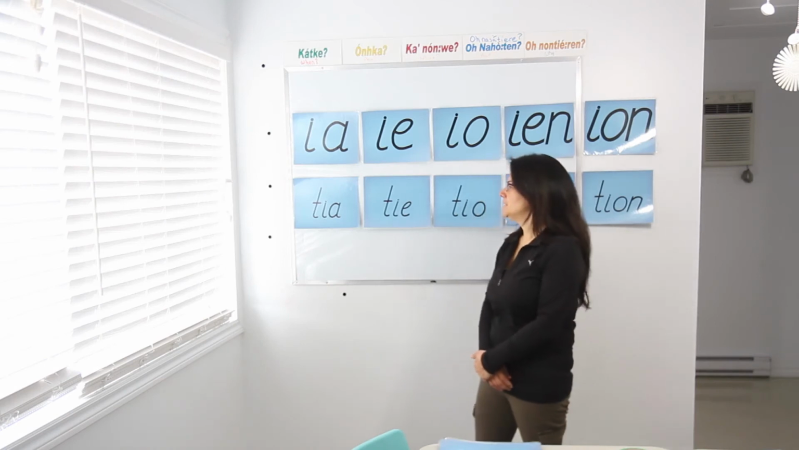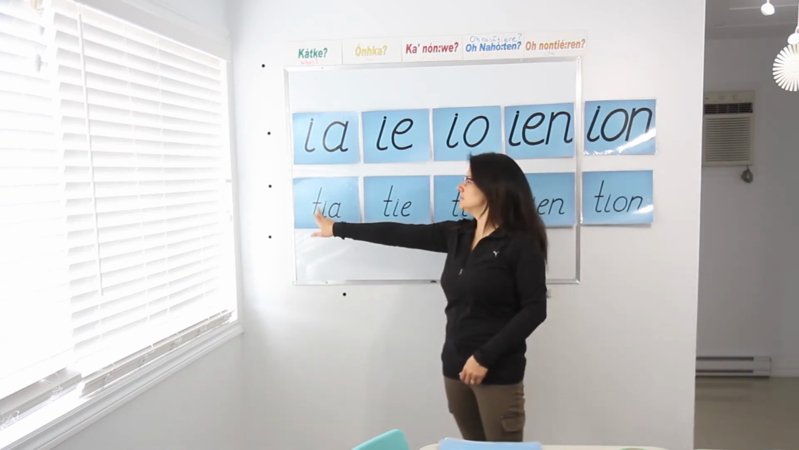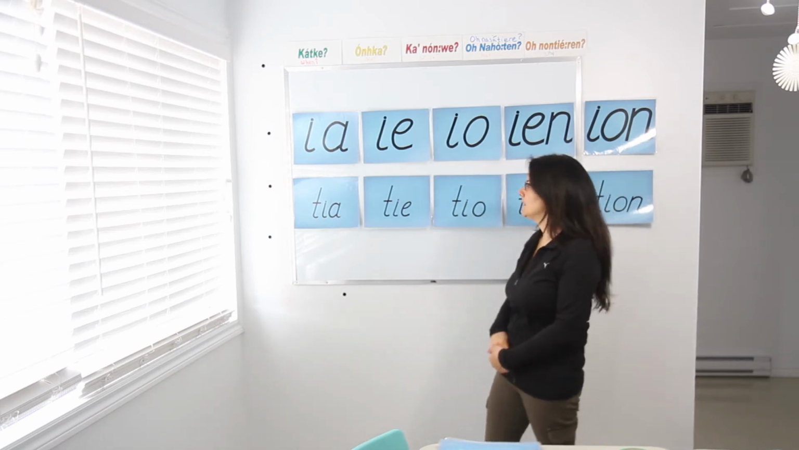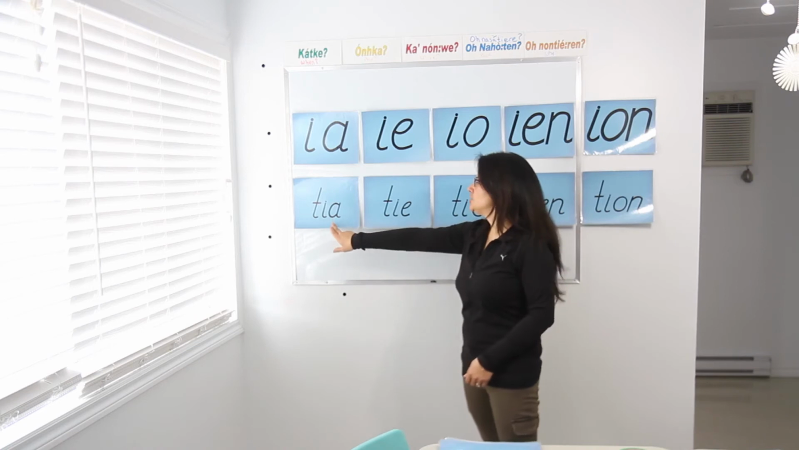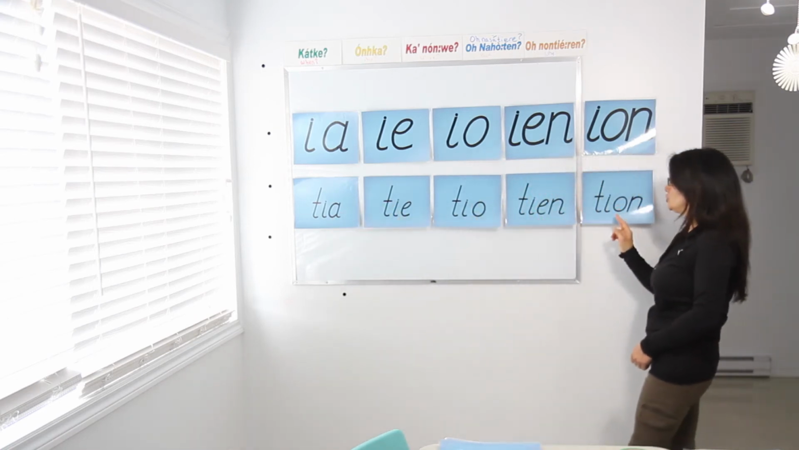When you combine T with these vowel sounds, the T is next to an I. So the sound of the T becomes a J, like a J. So it sounds like this. Ja, je, jo, jon, ju.